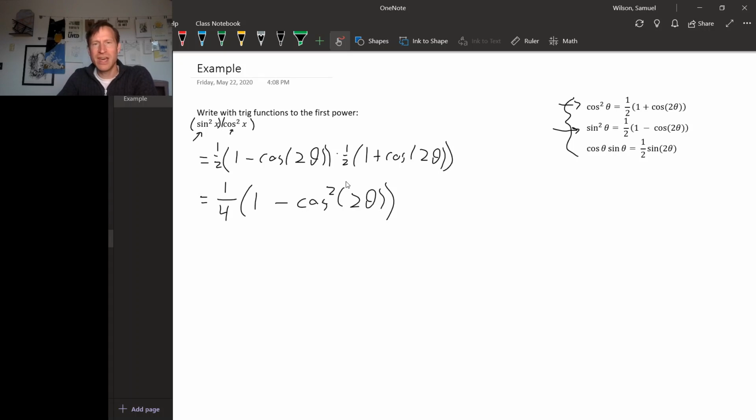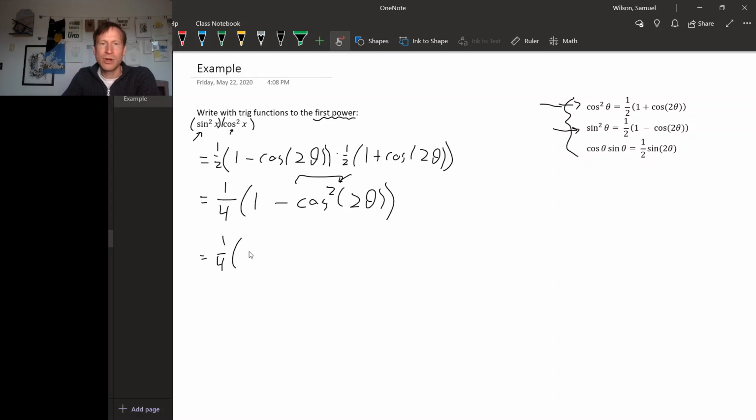Okay, well, this is progress because we used to have a total of 4 factors of trig functions, and now we only have 2 factors of trig functions, but the goal was to get something with the trig function to the first power, so we aren't quite done yet. We have to keep going. Of course, this is just a cosine squared, so we can use this identity again.